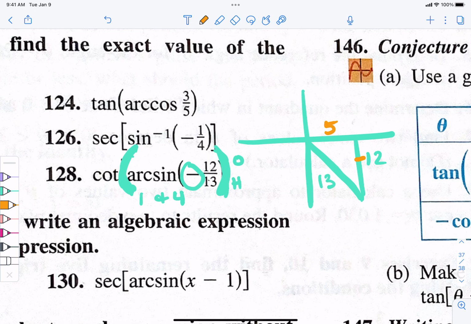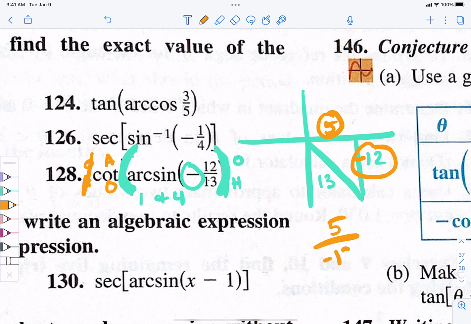All right, now we want cotangent. Cotangent is the opposite of tangent. Tangent is opposite over adjacent, so we want adjacent over opposite: 5 over negative 12, or negative 5 over 12. You can put the negative out front, I don't care. But that is the cotangent of that thing.